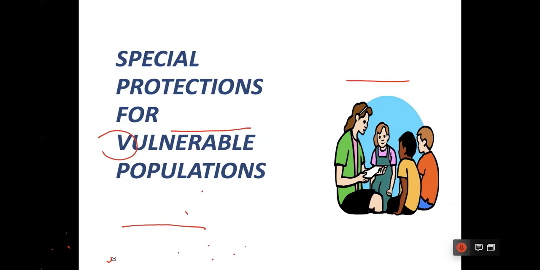An IRB is supposed to make sure there are protections for vulnerable people. Okay, so we've provided justification for them to be in the study, okay? But it doesn't end there. What kind of protection? We still want to protect them. So what kind of special protections?